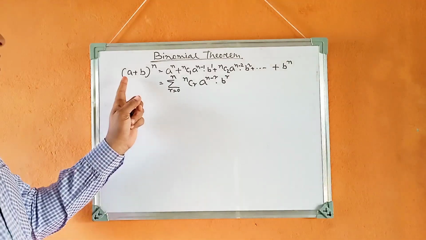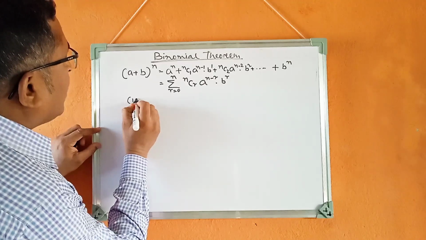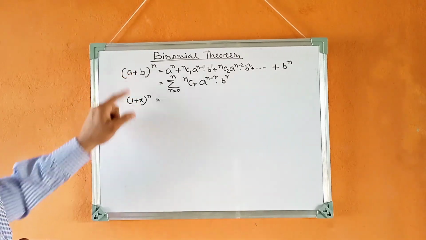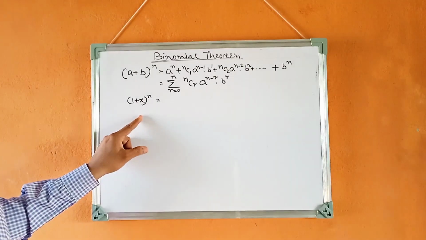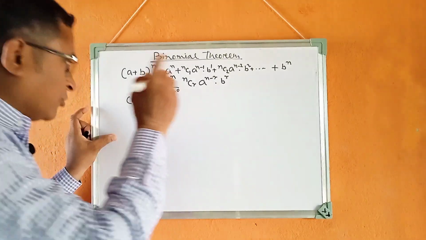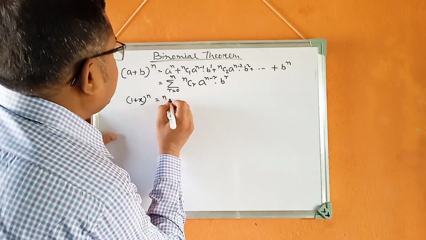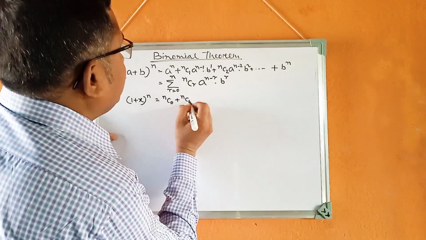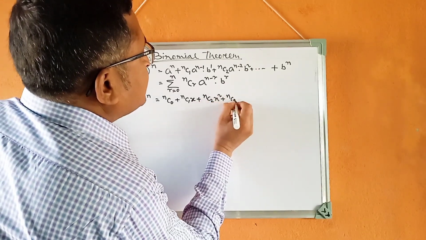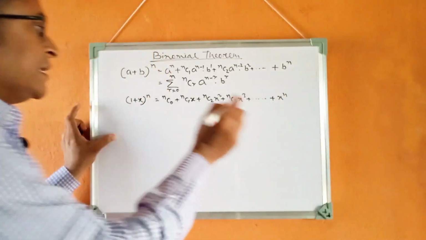Okay, if instead of a we put 1 and instead of b we put x, we get (1 + x)^n. I repeat, instead of a we put 1, instead of b we put x. So (1 + x)^n. Now after expansion we get the series, that is nC0 + nC1 x, then nC2 x^2 + nC3 x^3 + dot dot dot, and the last term is x^n. Okay, this is the special case.